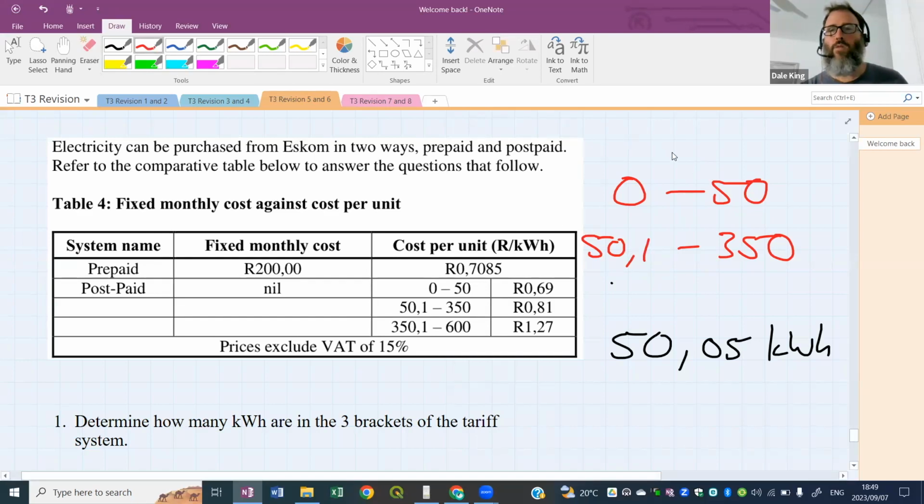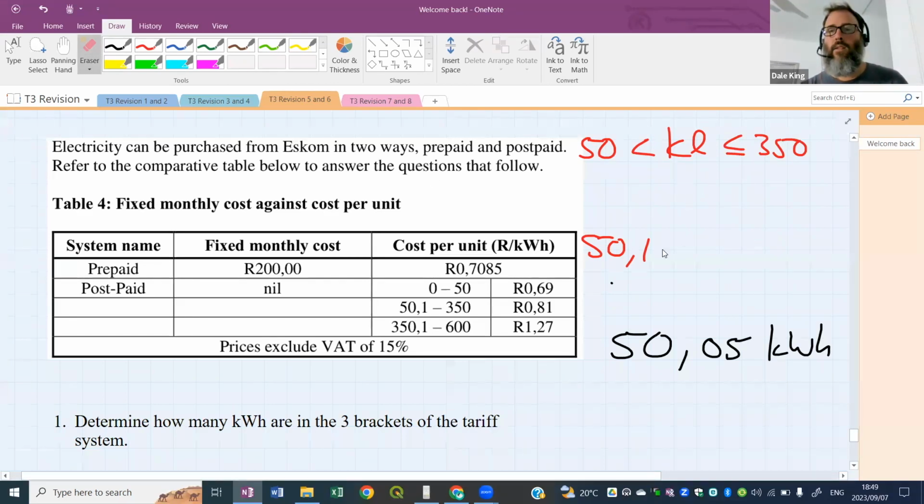The core maths way to do this properly would be to say it like this, all right? In core maths, you used to learn about inequalities, all right? So what this means is the kilowatt hours that are above 50, but less than and equal to 350. And then the next line would say 350.